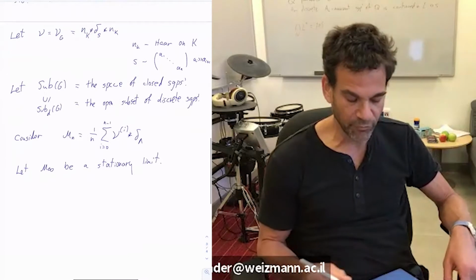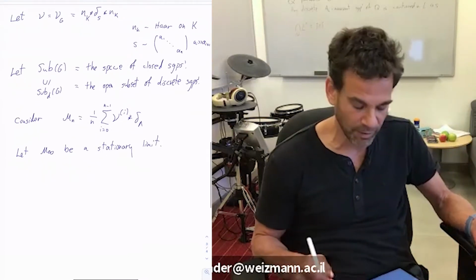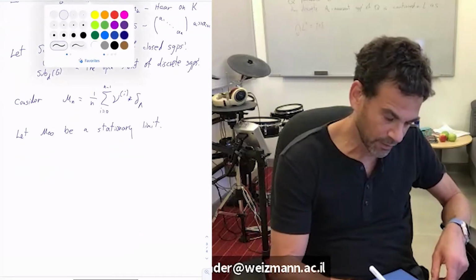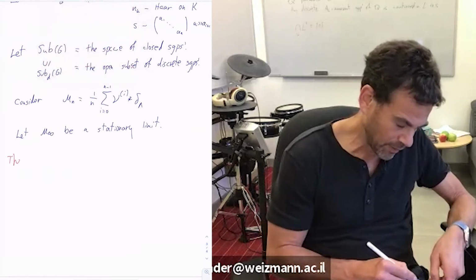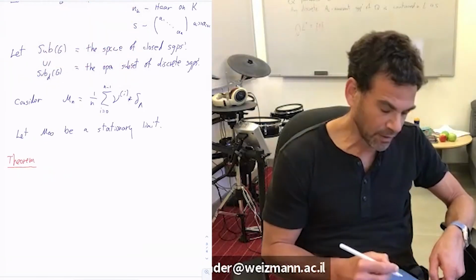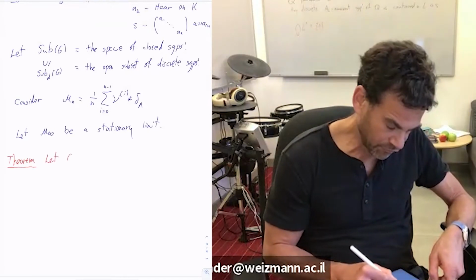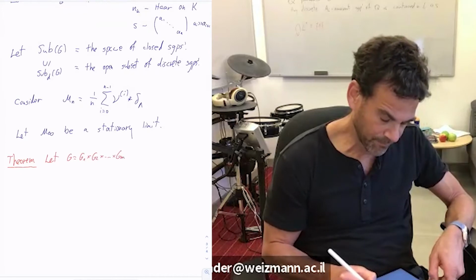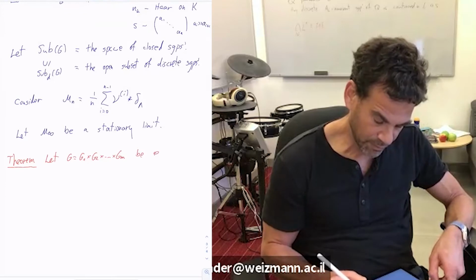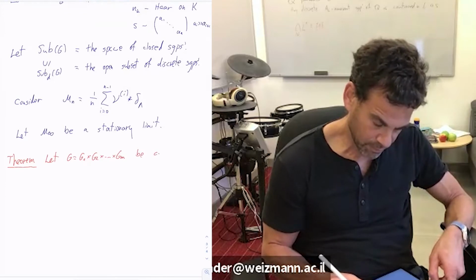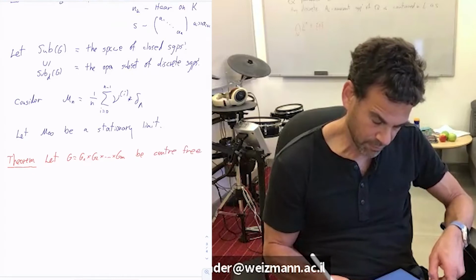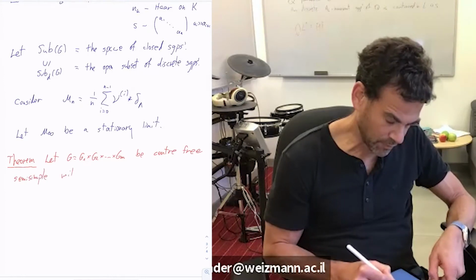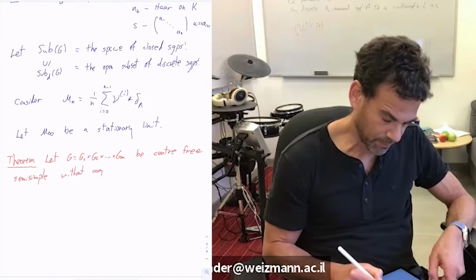So it's a stationary measure, which is a limit of this sequence. So any limit of the sequence will be stationary. So here is the theorem that we proved, one of the theorems. Let G, the product G1 cross G2 cross GM, be center free, semisimple, without compact factor.